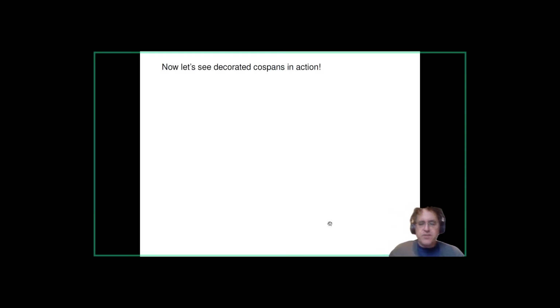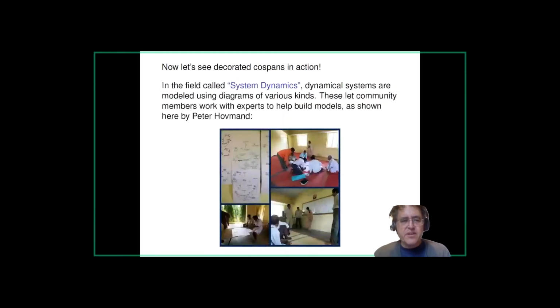So I want to now take a severe detour into an application here. There's a field called system dynamics that I believe may have been invented under the name industrial dynamics by someone at MIT named Forrester in the 1950s, who wanted to describe dynamical systems like business models, like how the stocks of different commodities change over time, using diagrams. He devised a number of different diagrammatic languages for describing dynamical systems. And these are widely used now in many different fields.